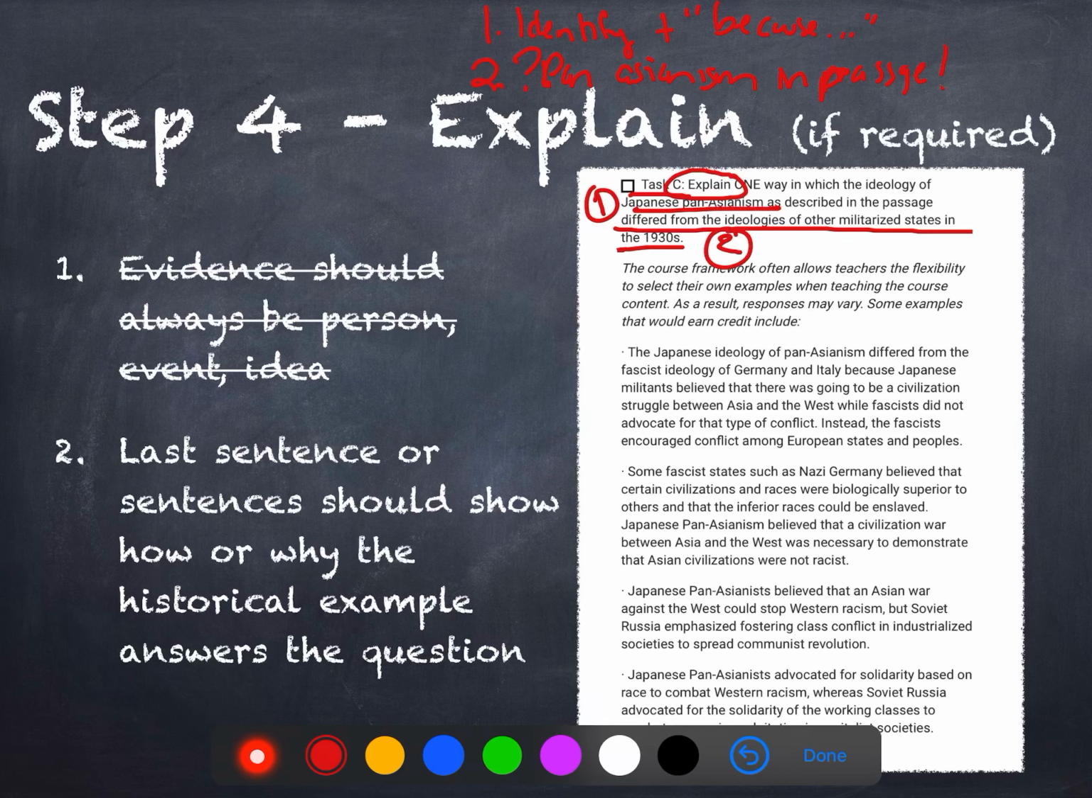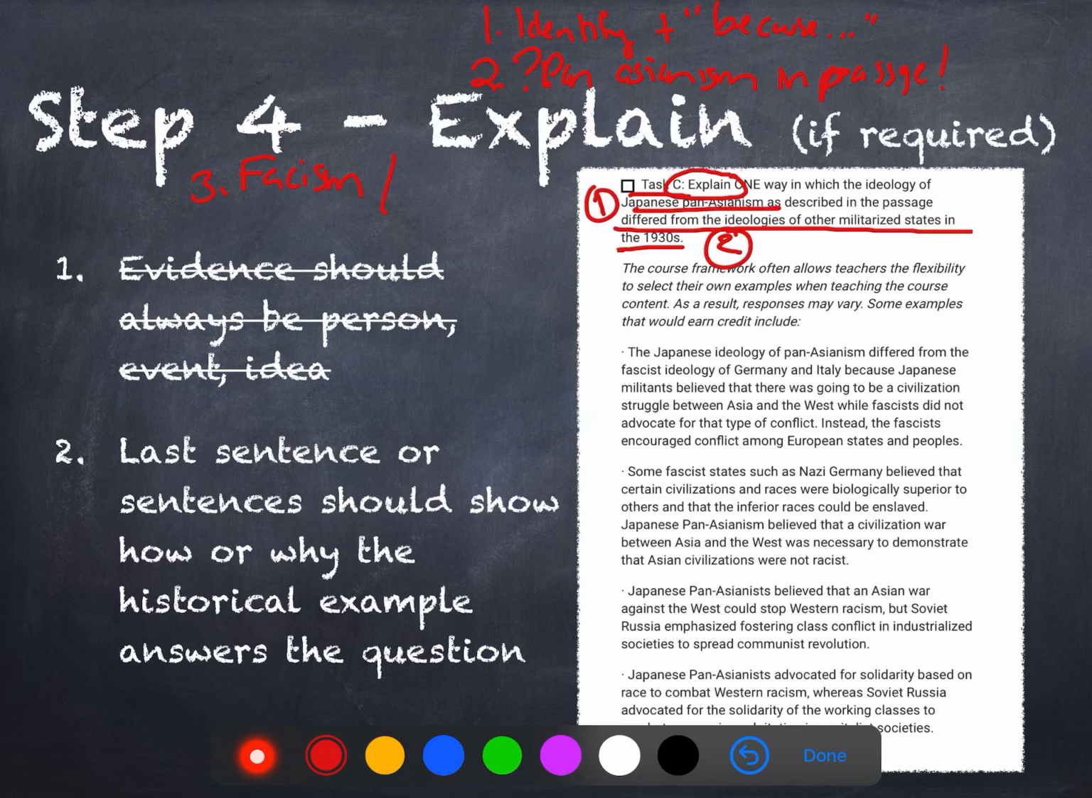I'm thinking the 1930s, that's the red period. 1930s, World War I, World War II, but we didn't get to World War II yet. World War I, we left off, we were talking about Germany and Italy. What were the militarized states? What were some of the ideologies happening in Germany and Italy at the time? I'm thinking of fascism. If I don't want to do Germany and Italy, I'm like, oh, what other ideologies are going on at the time?